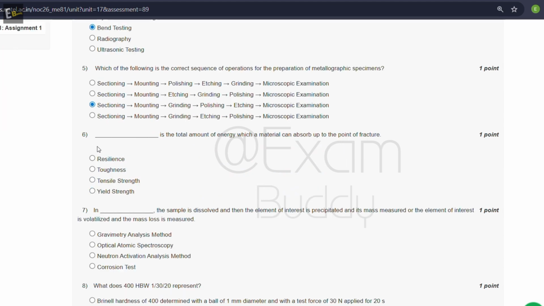Question number 6, blank is the total amount of energy which a material can absorb up to the point of fracture. Option A, resilience. Option B, toughness. Option C, tensile strength. Option D, yield strength. So the answer is option B, toughness.